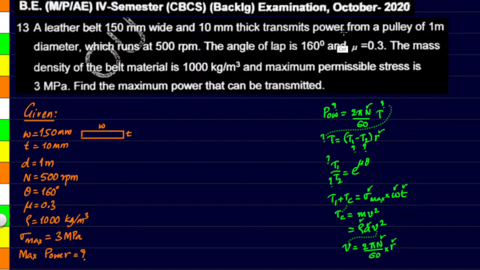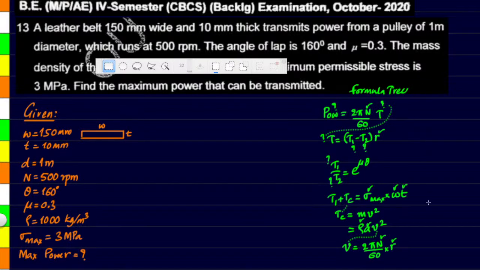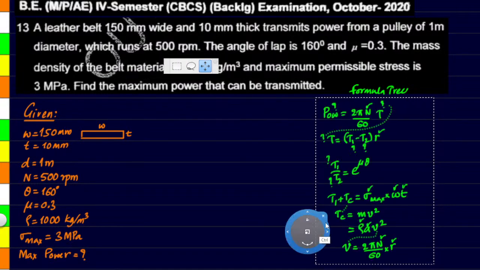This much thickness is to transmit a power from the pulley of 1 meter diameter, which is running at 500 rpm. The angle of lap, that is the angle of contact, is this much, and the coefficient of friction is this much. The mass density of the belt has been given to be this much. Maximum permissible stress should be limited to this. It should not cross this, or else the belt is going to break. So you can see I have written down all the given data over here, and on the right side, I'm calling it the formula tree. This formula tree gives us an idea about how to actually solve this particular problem.